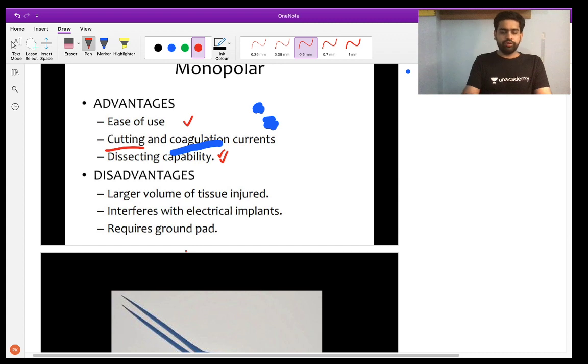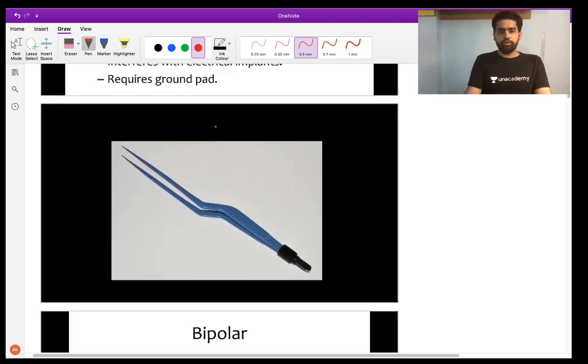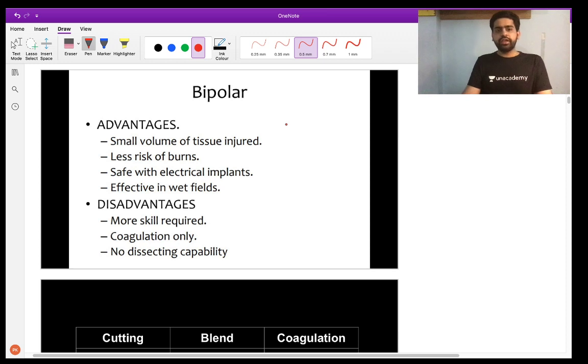What is this? Again, a very, very simple thing. This is a bipolar Quadtree instrument. Now let us have a look at the advantages and disadvantages of this.